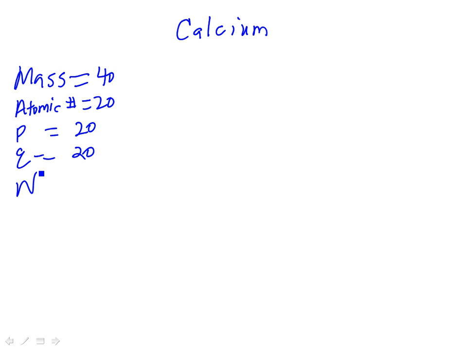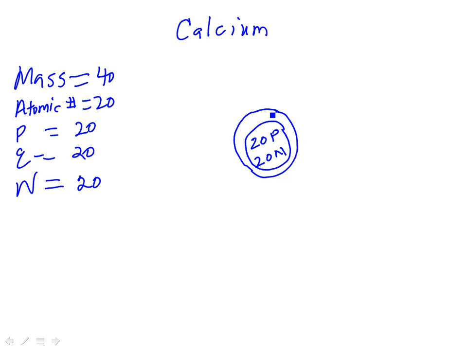The number of neutrons, we get that by subtracting 40 minus 20. So mass minus the atomic number, or mass minus protons, it's going to give us the number of neutrons, so that's going to give us 20 as well. So, question for you. What goes in the nucleus? Protons and neutrons. So we got 20 protons. We have 20 neutrons. We're going to put those in the nucleus. And then how many shells do we need? I don't hear you. Possibly 3 or 4.